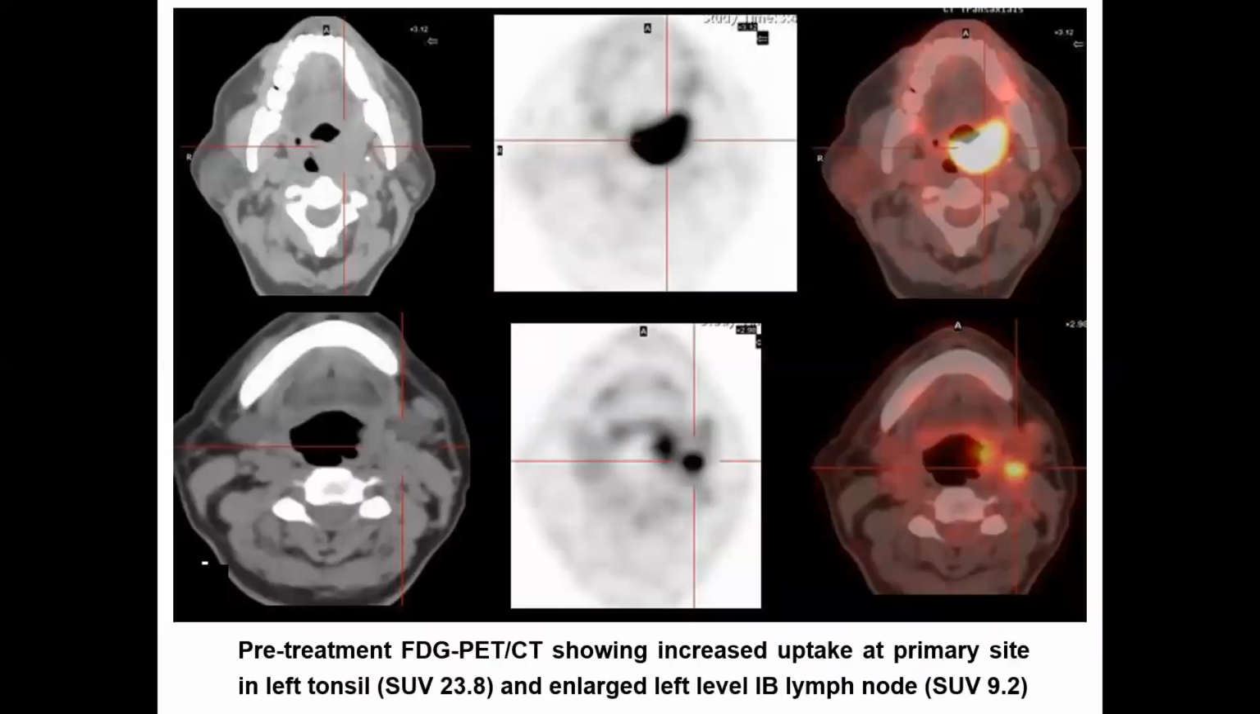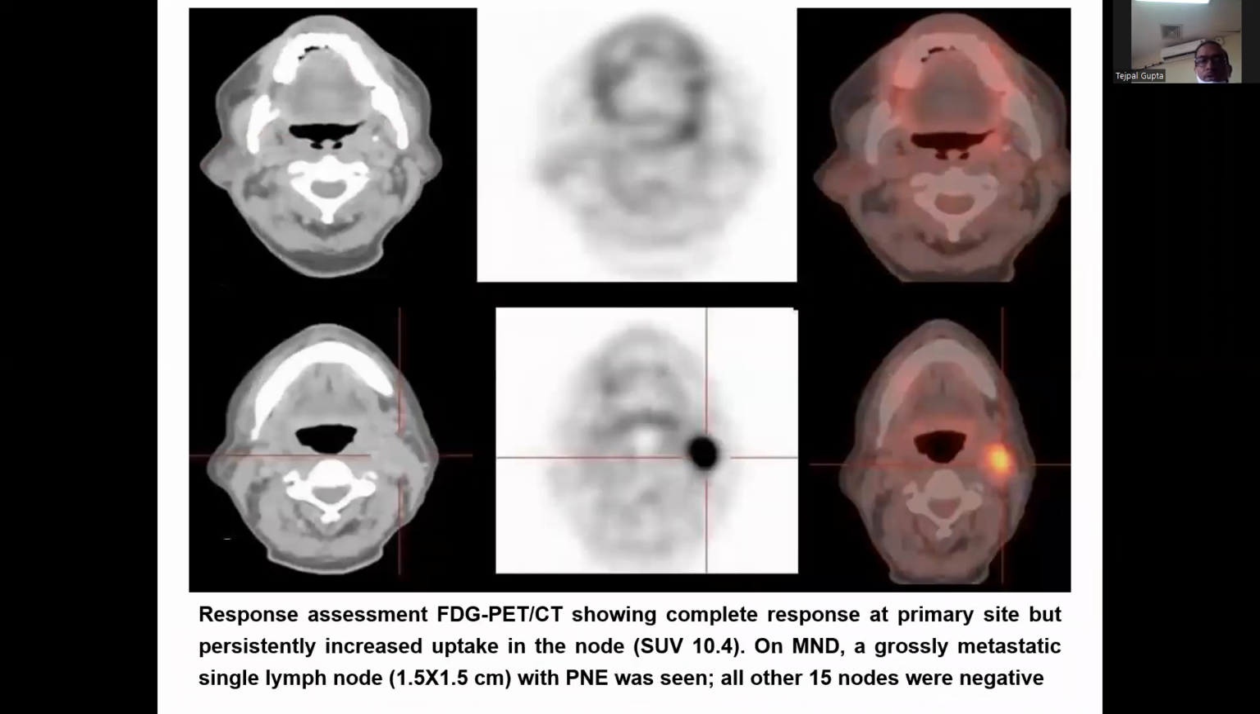This is an example from the study where there was increased uptake in the left tonsil and left 1B node. Following definitive chemoradiotherapy, there was complete response at the primary site, but there was persistent uptake in the node. So the patient underwent a salvage neck dissection, and on salvage neck dissection, there was a grossly metastatic lymph node with PNE. All other 15 nodes were negative.